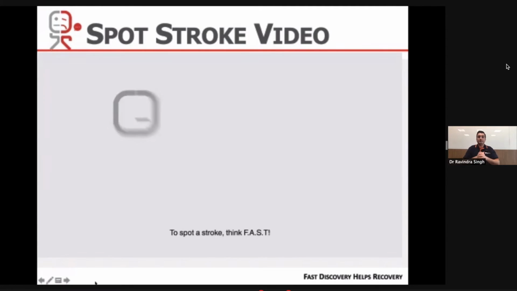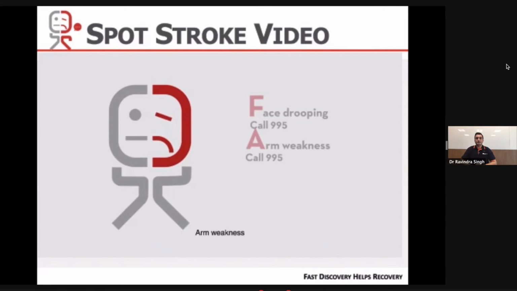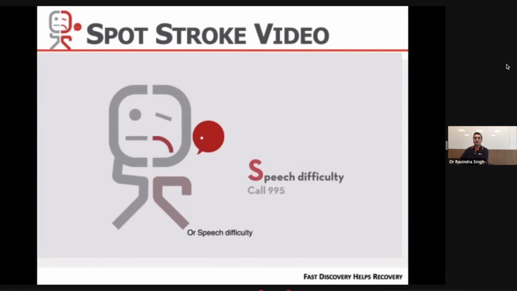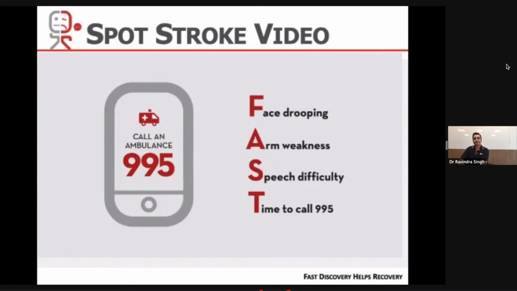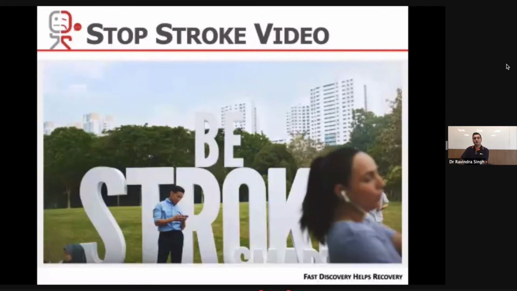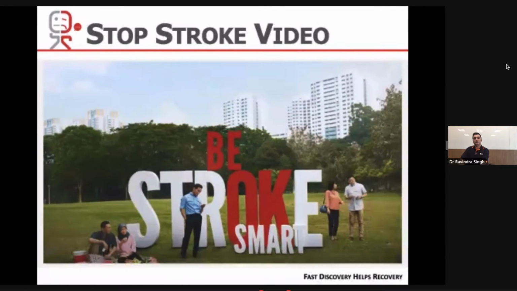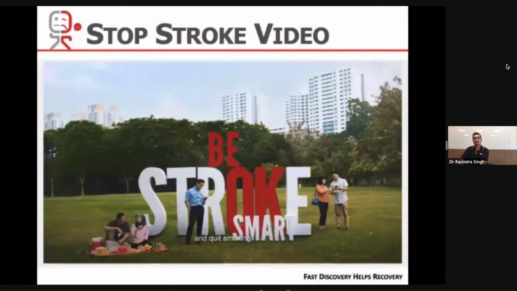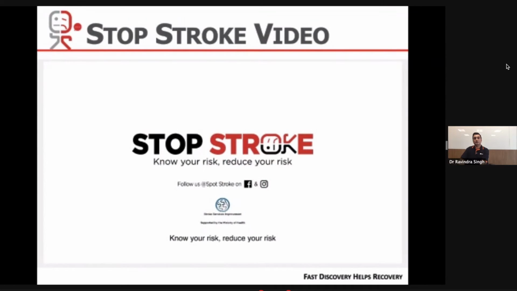To spot a stroke, think FAST. Face drooping, arm weakness, or speech difficulty means it's time to call 995. Fast discovery helps recovery. Strokes are preventable. Lead a healthy lifestyle, manage your blood pressure, and quit smoking. To prevent stroke, know your risk, reduce your risk.